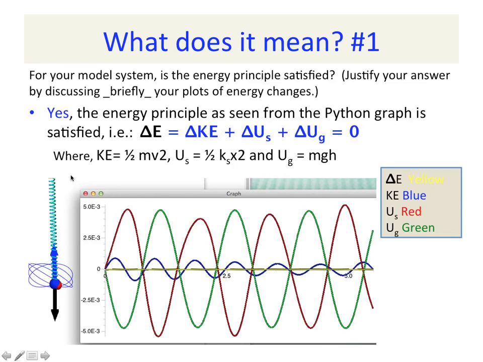So what's it mean? Well, yes, the energy principle as seen from the Python graph is satisfied. The sum total of the kinetic energy, the spring potential energy, and the gravitational energy equals zero.